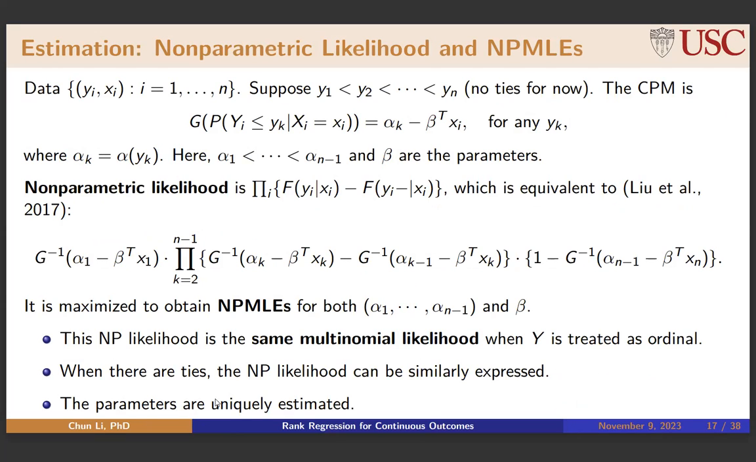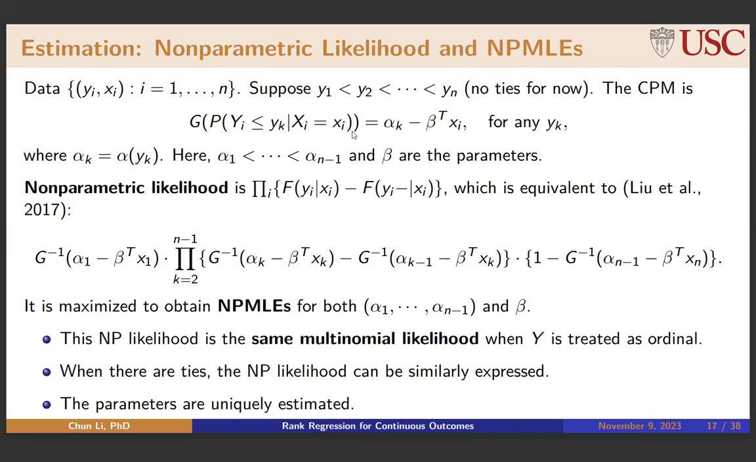Now, estimation. How do we fit it? We fit it using NPMLE. For example, we have n data points. Yi is a scalar, one-dimensional outcome, and this is a vector predictor. And let's say there's no tie. Oh, this can be relaxed. Suppose there's no tie because it's easy to explain. And the index is already ordered with respect to the outcome.